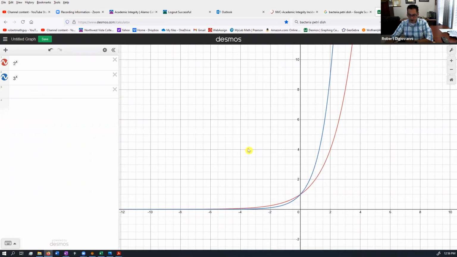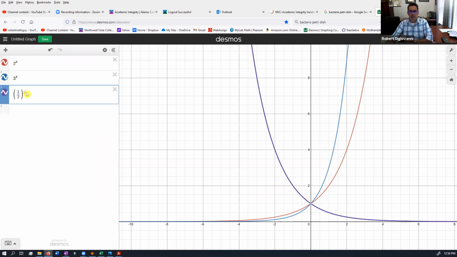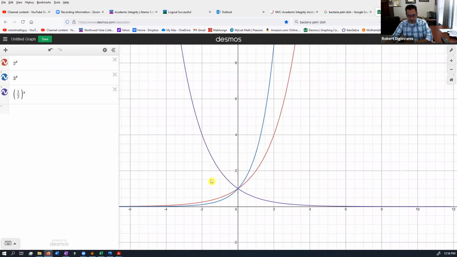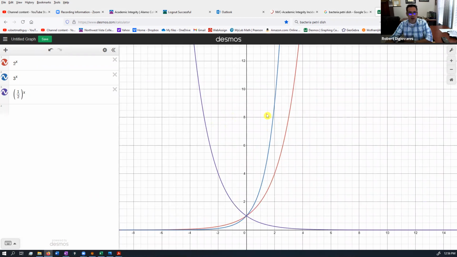Here, you're looking right here, that's 2 to the x and 3 to the x. If I do 1/2 raised to the x, that's what it looks like. It's this one right here. Do y'all see that it's like a reflection over the y-axis? It flips over. So now you have a horizontal asymptote out the right side, and on the left side, it grows.